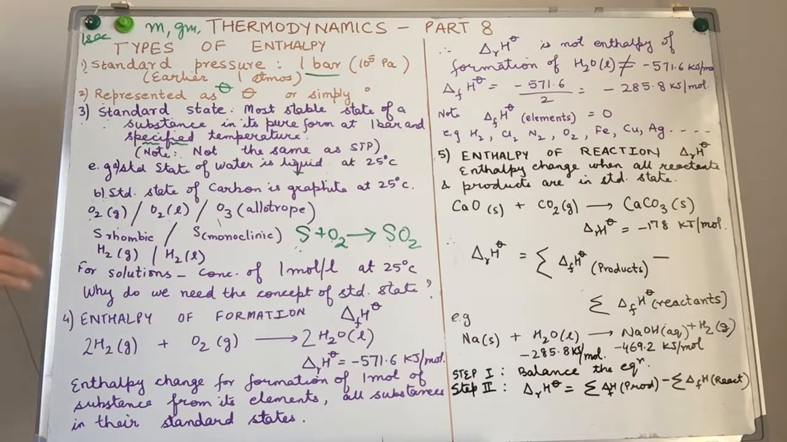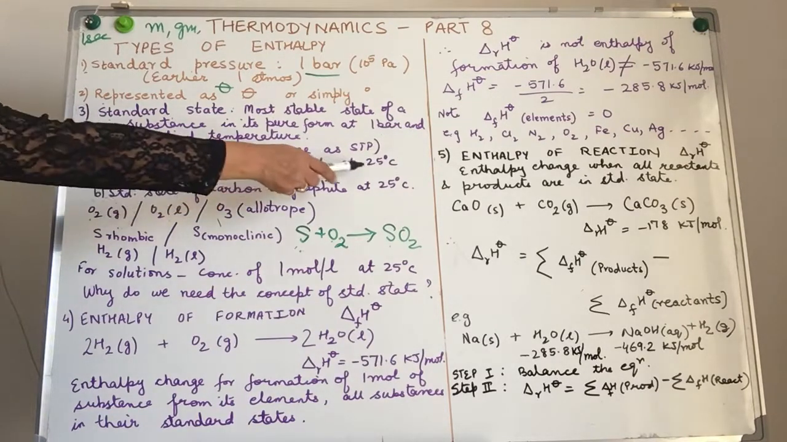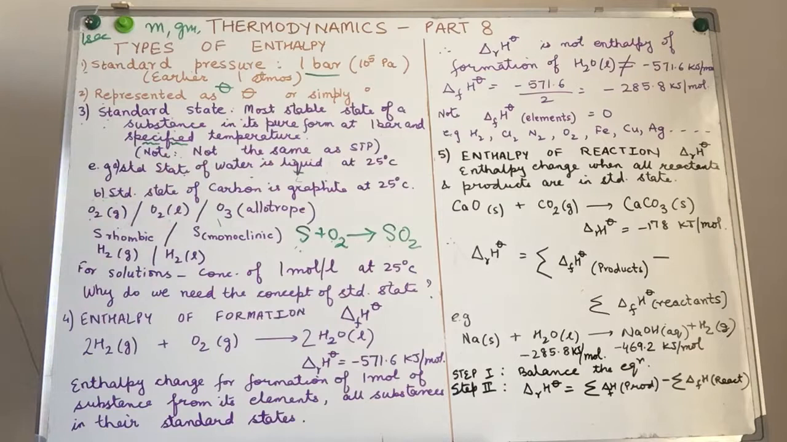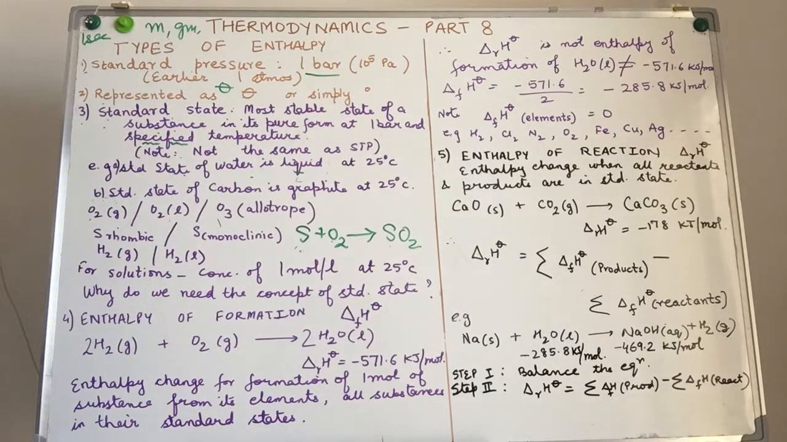For example, if you consider iron, it is around 500 Kelvin. So which is very different from the standard state of water, which is liquid at 25 degrees Celsius. So you need to be very, very clear. But at this level, in most of your calculations, we shall come across the temperature of 25 degrees Celsius very often. How does the change in temperature affect the enthalpy is to be studied much later in the topic.